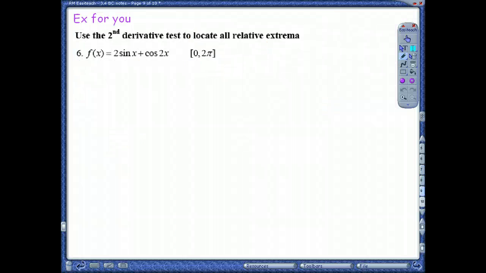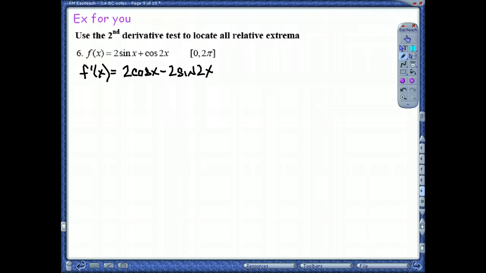Okay, so we had our notes, oh, the good old days. Here is our second derivative test to locate relative extrema. So we need to find the first derivative, just like we did before, and find the critical points, then go through and find our second derivative. So our first derivative is going to be 2 cosine of x minus 2 sine of 2x. Remember your chain rule.